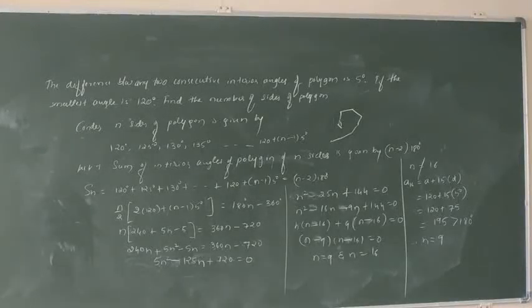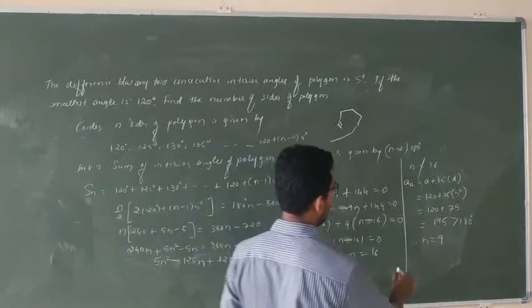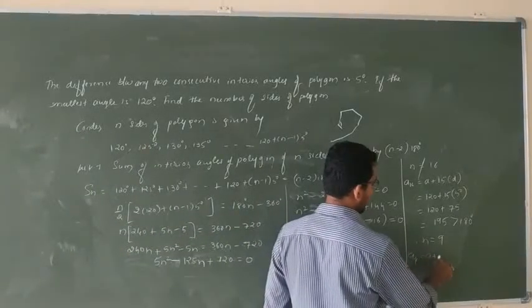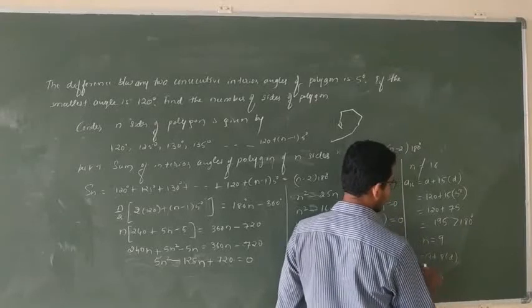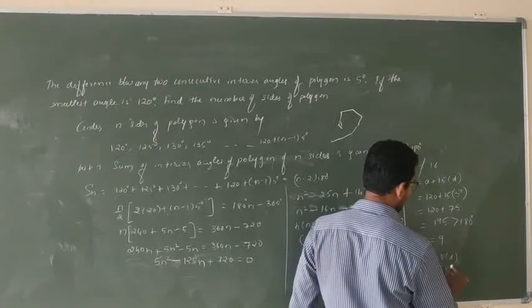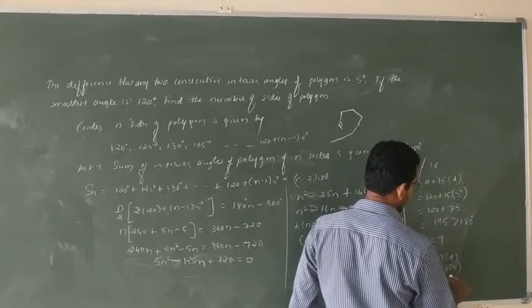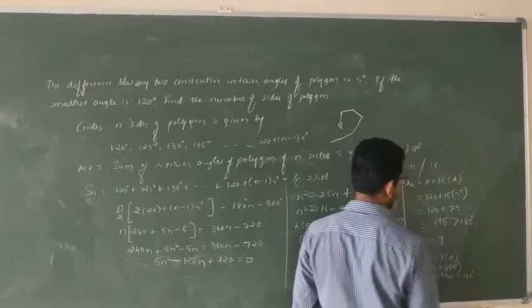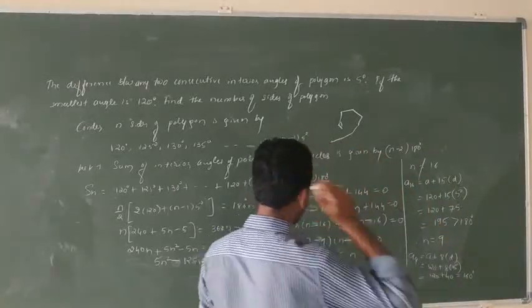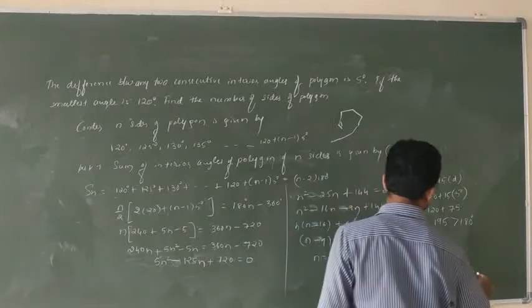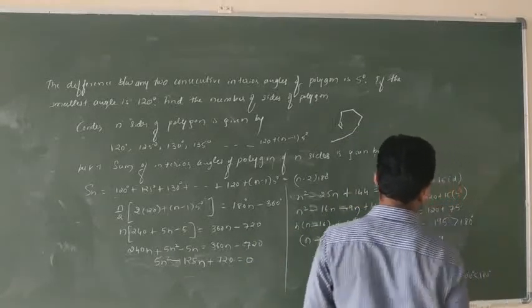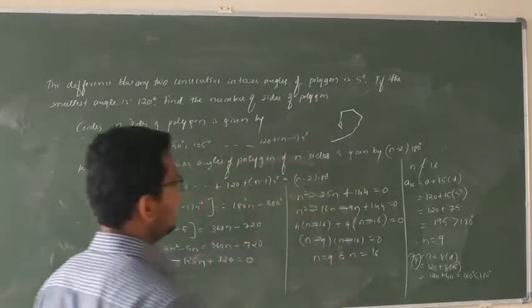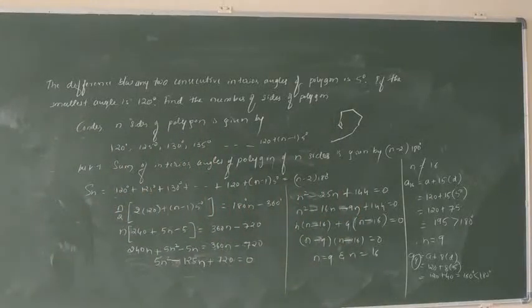Then if I take n is equal to 9, I can find a9, which is a plus 8 times d, that is 120 plus 8 times 5, that is 160 degrees. It is again lesser than 180 degrees. So that polygon has 9 sides. Okay.